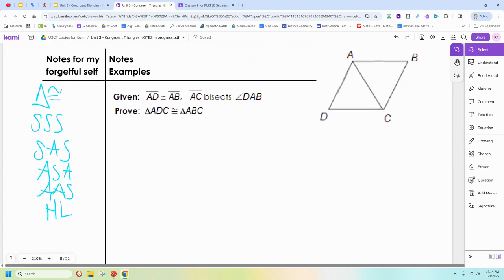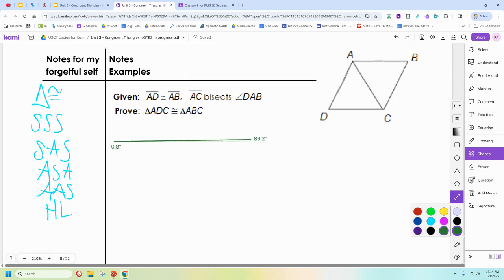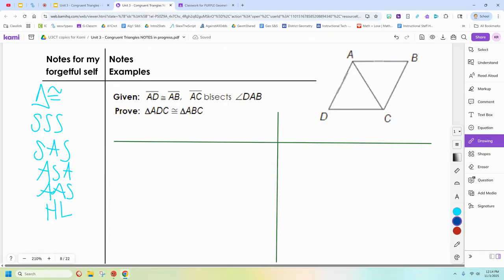Okay, so that's going to be the end of our proof. Excellent. I've got a big empty space here. What should I do with my straight edge? Make like a T-chart, right? So I'm going to make a horizontal line. And I'm going to make a vertical line. And the left side of the chart is called statements. And the right side of the chart is called reasons.